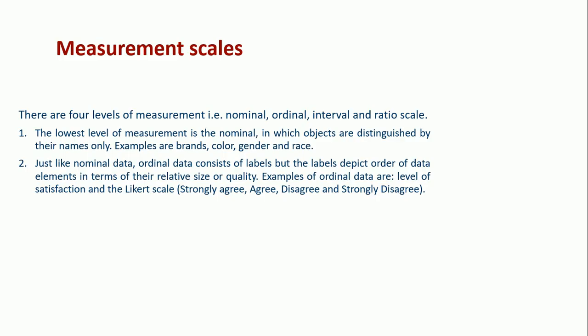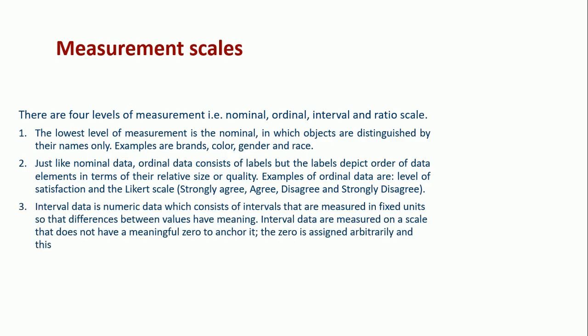So examples of objects that fall under the ordinal level of measurement are the Likert scale. If you are given neutral, strongly agree, strongly disagree, disagree, and agree in that order, you can actually order these responses by magnitude. Same applies to level of satisfaction. So these are examples of variables or objects that fall under the ordinal level of measurement.